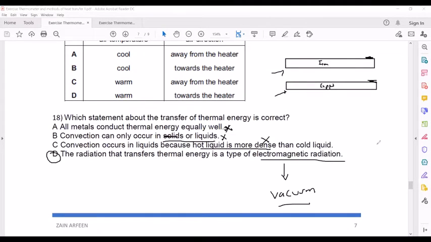What does electromagnetic radiation mean? It means it can travel through a vacuum. That is how we are able to receive energy from the sun, because between the sun and the earth there is a vacuum, space. But how does energy transfer between the sun and the earth? In the form of electromagnetic radiation. A radiation or wave which can pass through a vacuum, we call electromagnetic radiation.